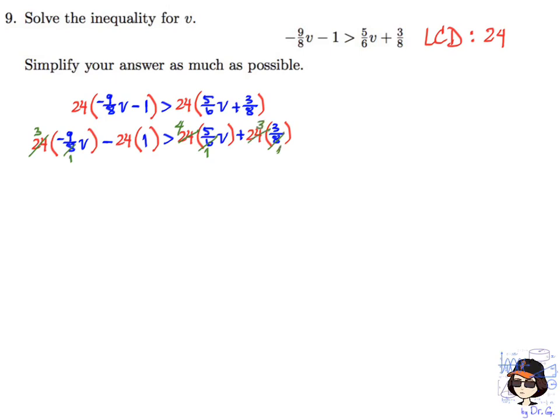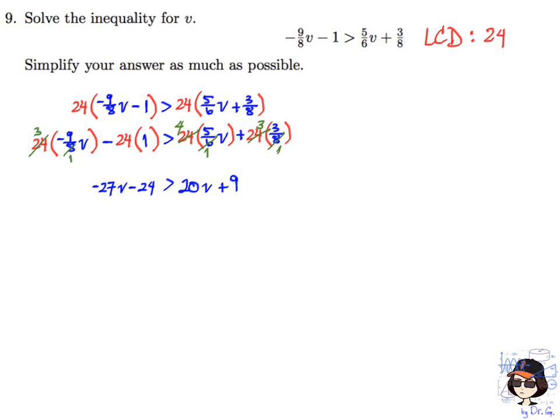So now I've got 3 times negative 9v, which is negative 27v, minus 24 is equal to 4 times 5v, which is 20v, plus 3 times 3, which is 9. So I've gotten rid of all the fractions. I've canceled separately because I distributed that 24. I avoided a very common error.